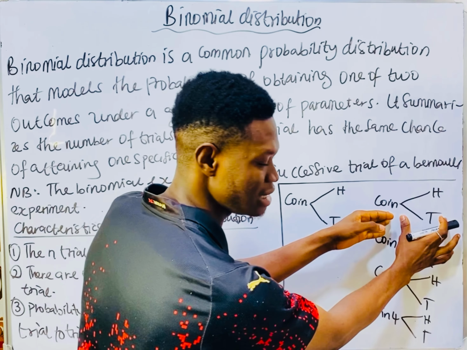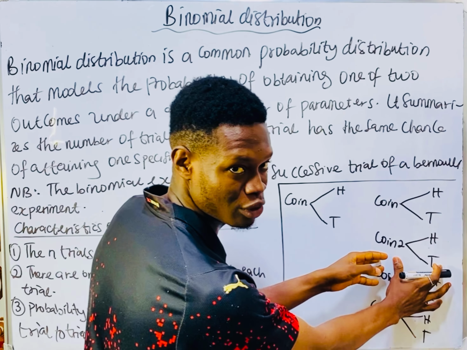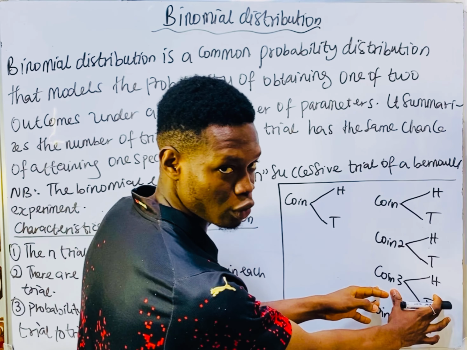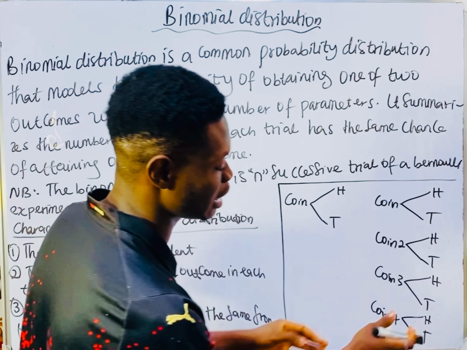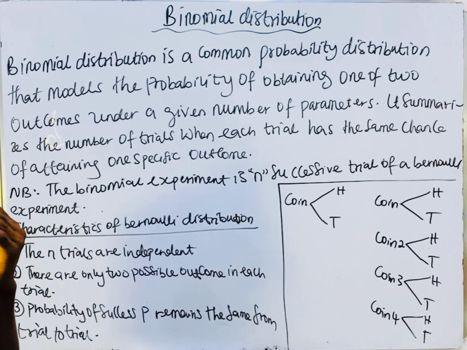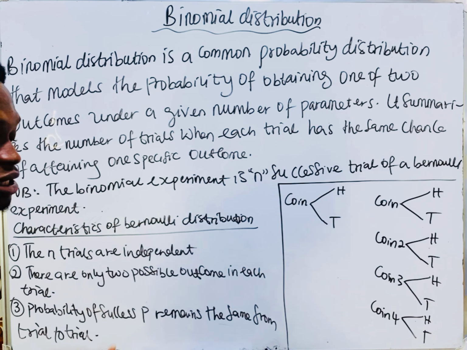So there are only two possible outcomes in each trial. As you can see, this one is first trial, two possible outcomes. Second trial, two possible outcomes. Third trial, two possible outcomes. Fourth trial, two possible outcomes. Till you finish any number of trials, they might ask you that they flip the coin 8 times, or 12.